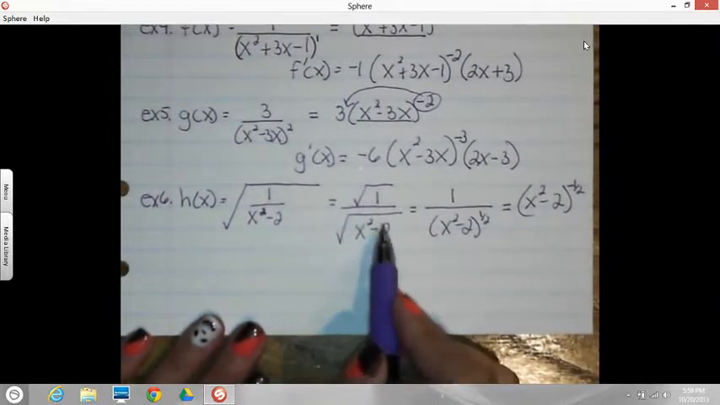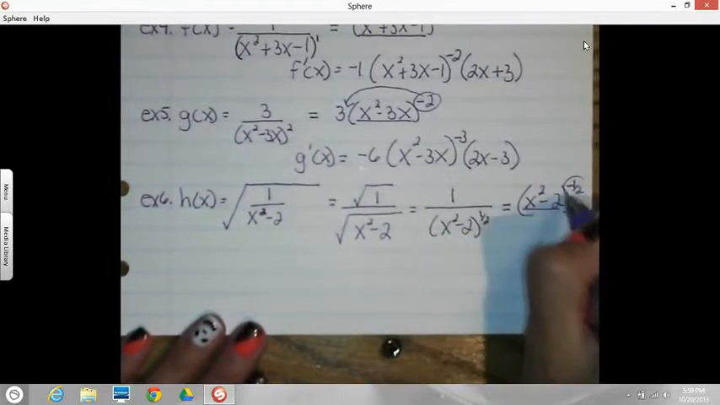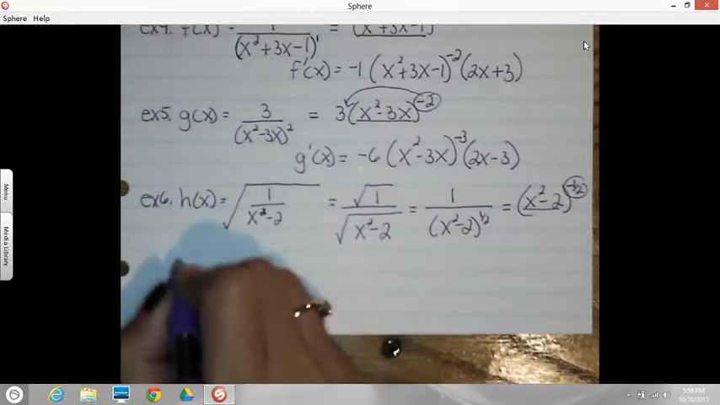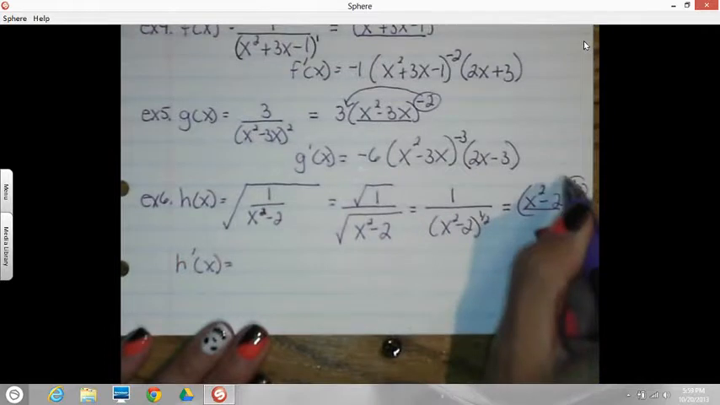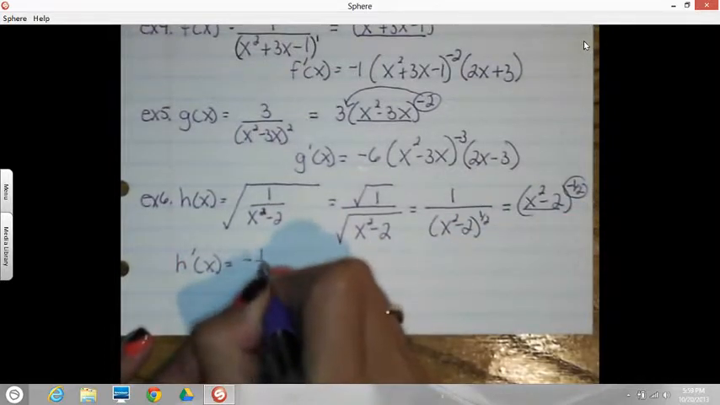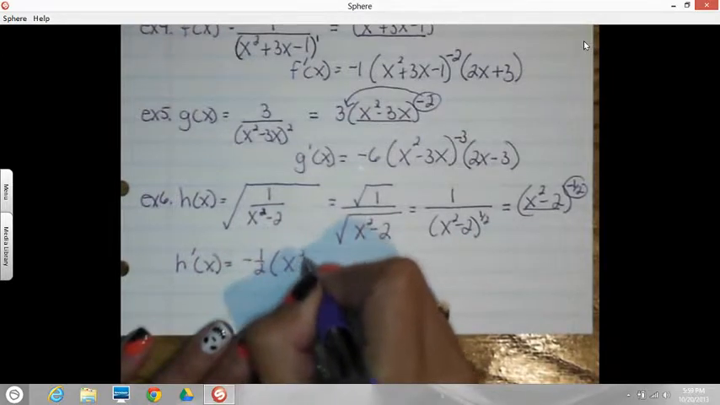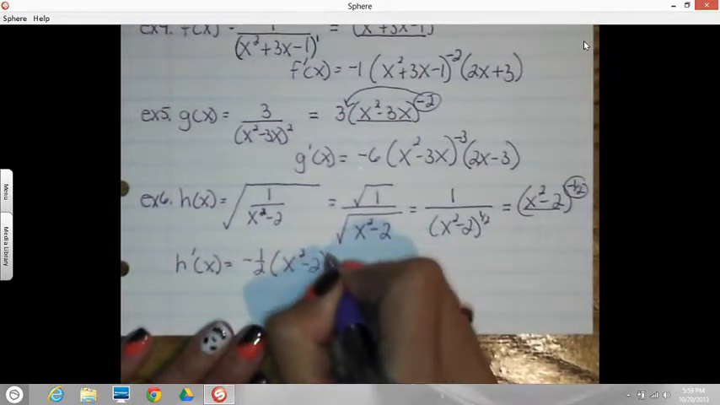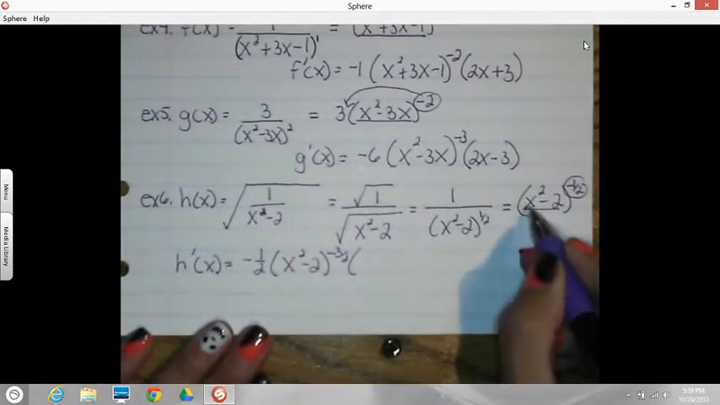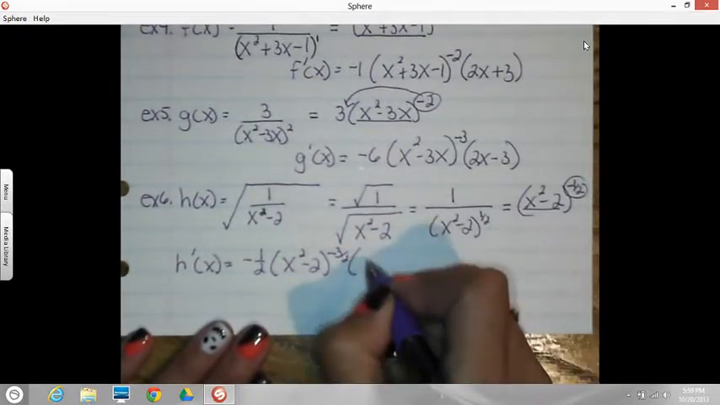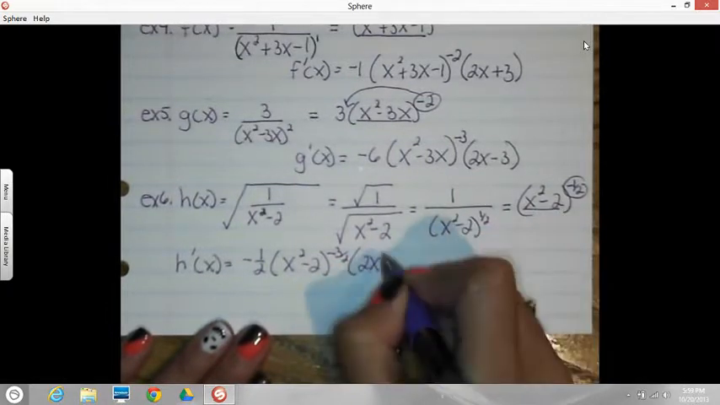So I took something that I could not do a derivative of, and by doing a little simplifying, manipulating, we got it to something where now I see an inside and an outside. So a little chain rule. I've got negative 1/2 comes down, times the inside stays the same, to the 1 less power, that's going to give me negative 3/2, times the inside derivative. The inside derivative is 2x. Derivative of the minus 2 is 0.